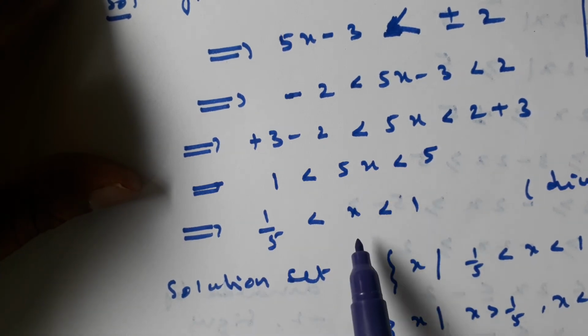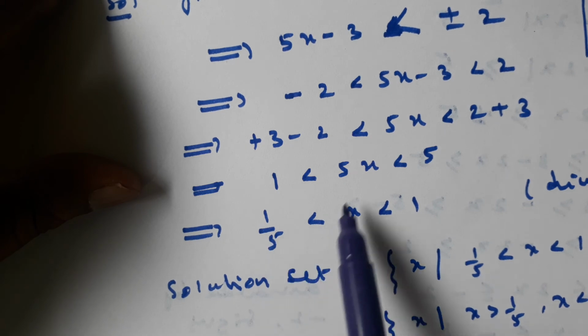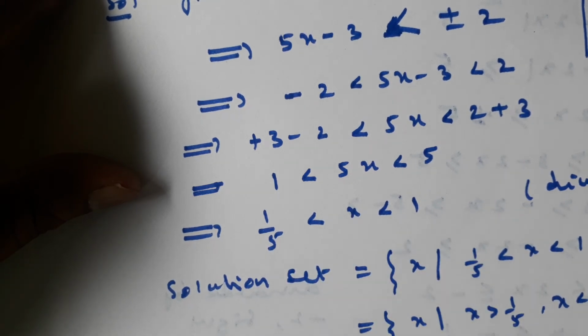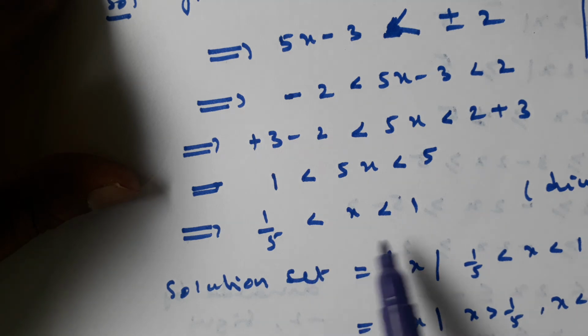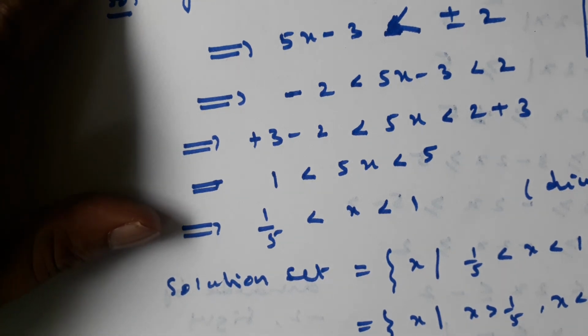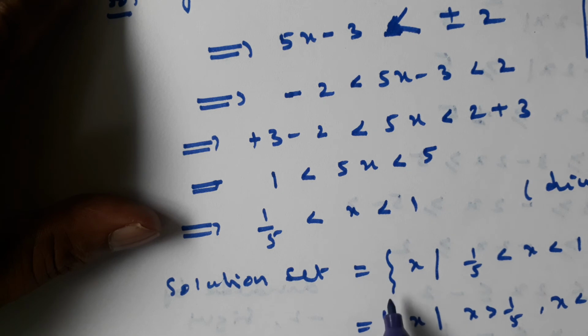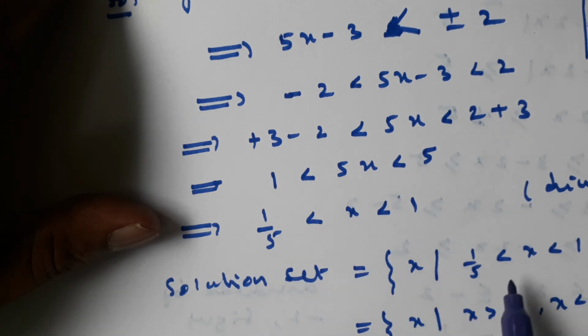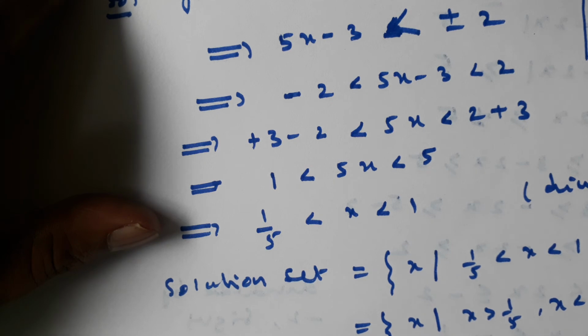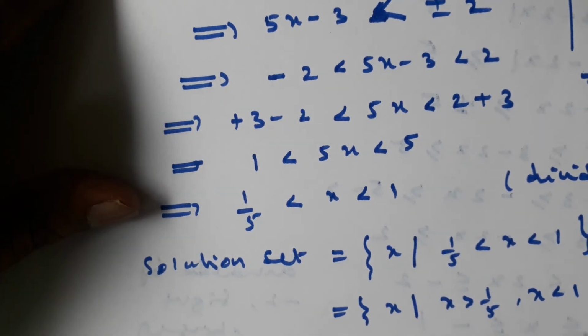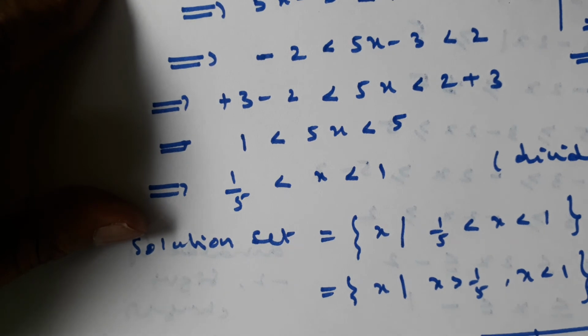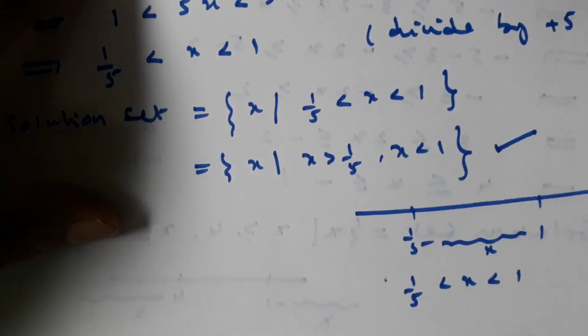Dividing by 5, because we need only x. So 1 by 5 is less than x is less than 1. When dividing by 5, the inequality signs do not change if we are dividing or multiplying with positive numbers. The signs change only when dividing or multiplying with negative numbers. So now the solution set is the set of x such that 1 by 5 is less than x is less than 1, or otherwise the set of x such that x greater than 1 by 5, x less than 1. So the x values are in between 1 by 5 and 1. This is the solution set.